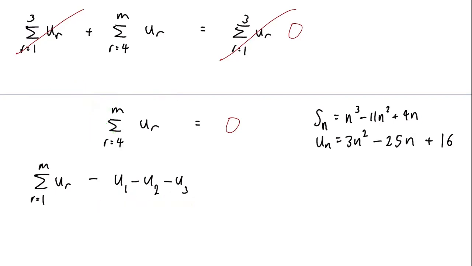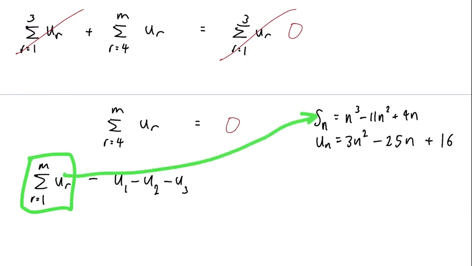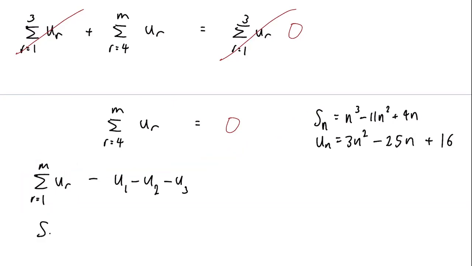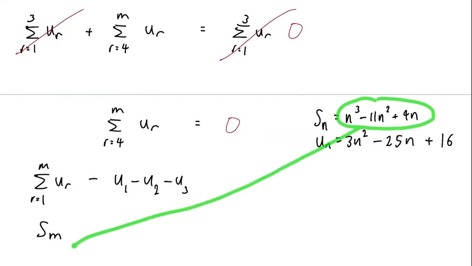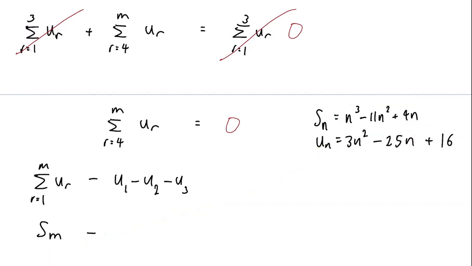What's the advantage in doing that? This guy here, summation of ur from r equals 1 to m, is just the series formula. It's Sn. Or in this case, it's actually Sm. Replace the letter n with m. Now, m is just some number. So we actually have a formula for Sn, but replacing the n with m. So all we need to do is to take that formula and replace the n with m. Then you subtract away u1, u2, u3.